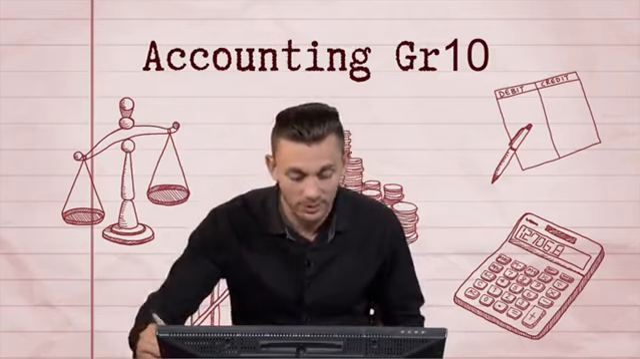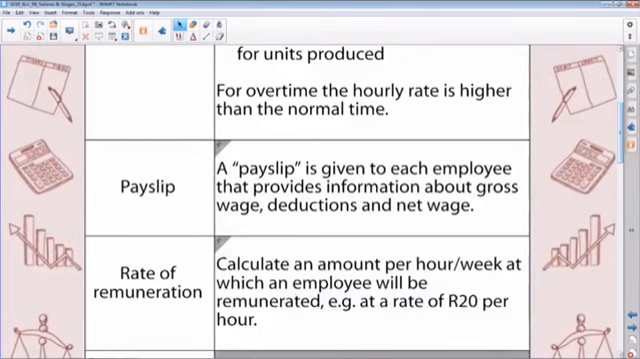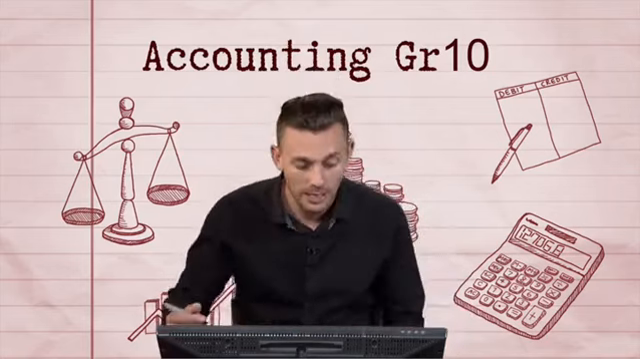Next one, let's look at a payslip. What is a payslip again? A payslip is given to each employee that provides information about the gross wage, then deductions, and your net wage. The rate of remuneration, that is actually the rate per hour or the unit rate. If you create one chair per hour, I can give you 50 Rand for that chair. If you create one chair in 2 hours, I can still give you only 50 Rand, although you worked double the amount of time than your friend. That is your rate per hour or rate of remuneration.